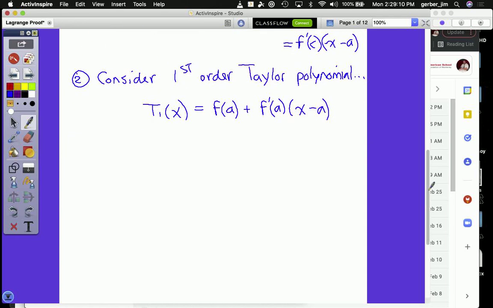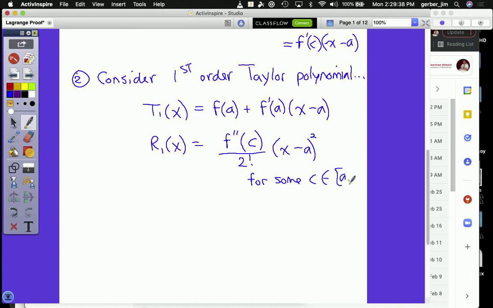And we know that my remainder then would be the next term. So that's going to be f double prime at this magic number c that we don't know, but we know exists, over 2 factorial times x minus a squared. Again, for some value c on the closed interval a to x. In other words, from some value c between my center and the value of x that I'm trying to calculate.